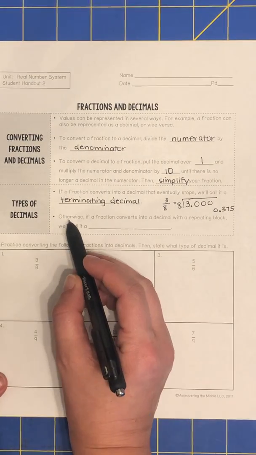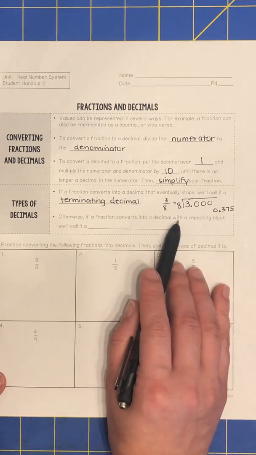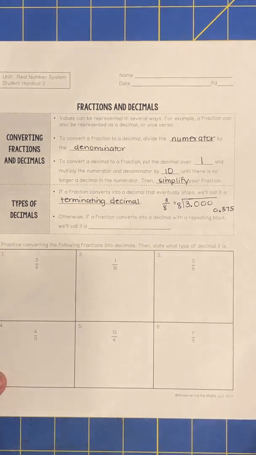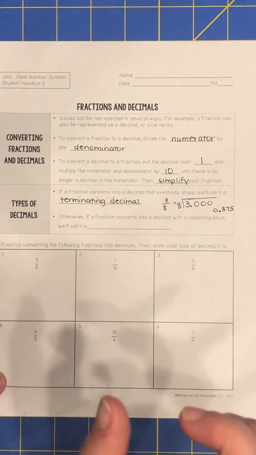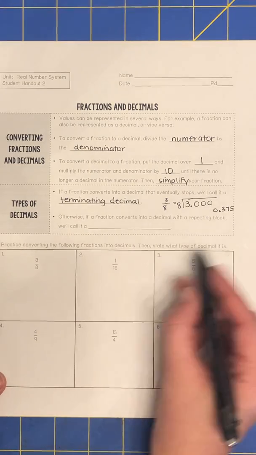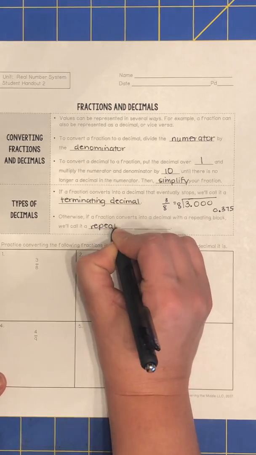All right, otherwise, if it's not a terminating decimal, then it's going to be a fraction that converts into a decimal with a repeating block. Some numbers that repeat. It could be 3 numbers that repeat, 4 numbers that repeat, 1 number that repeats. Due to the fact that it repeats, we call this a repeating decimal.